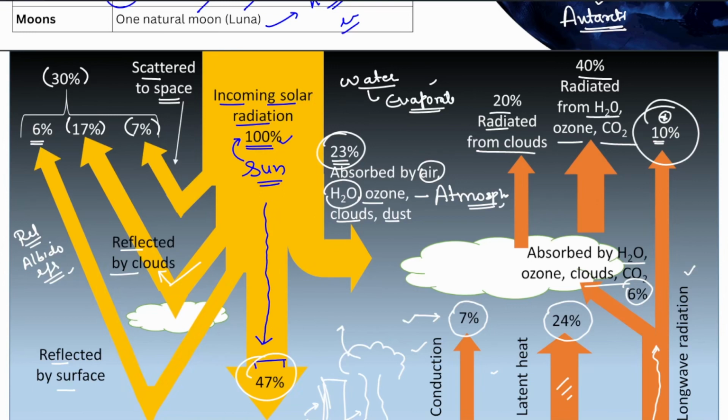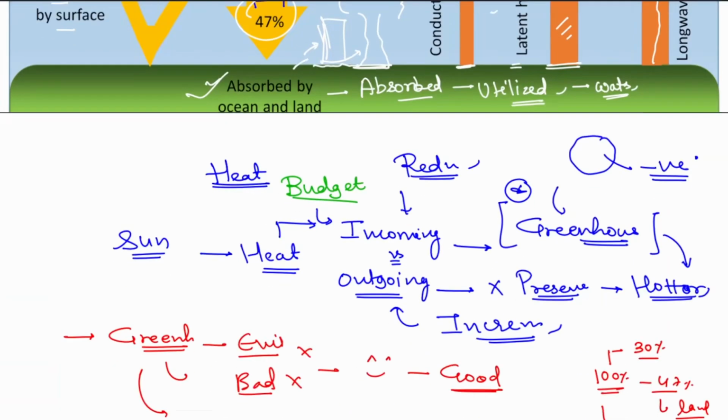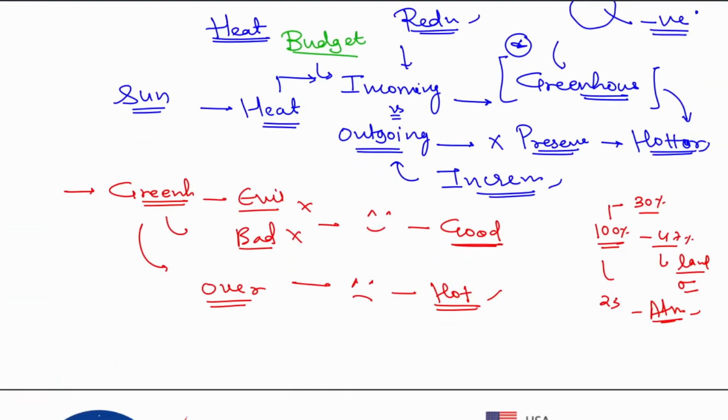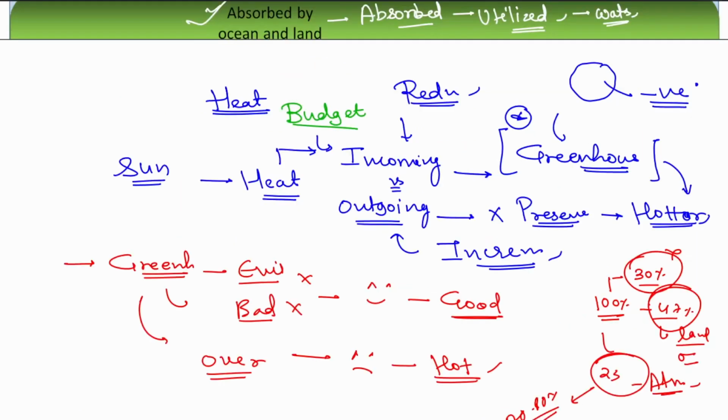So in a perfect balance, what should happen? This is completely lost. We are not utilizing this one. This should go back. Some of this should go back. 70 to 80% of this should go back, and 47% we see here. So what we see? 100% energy came, 30 got reflected or scattered, 70 we absorbed and used.